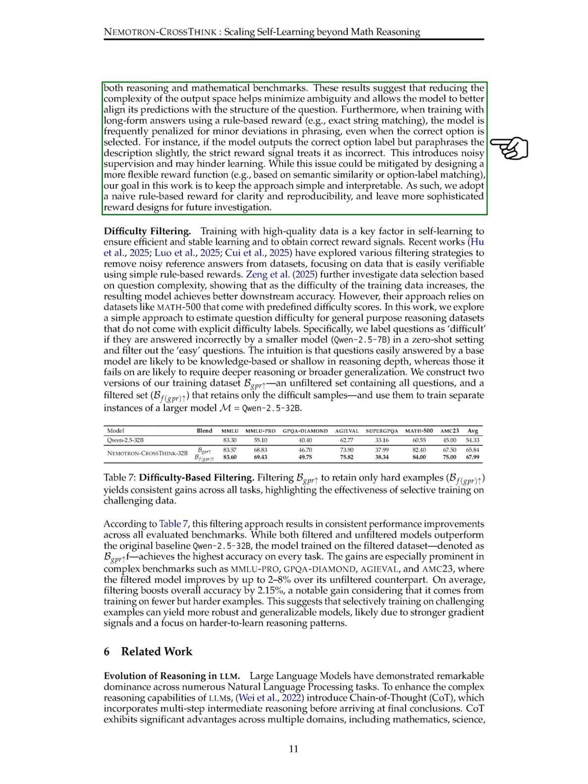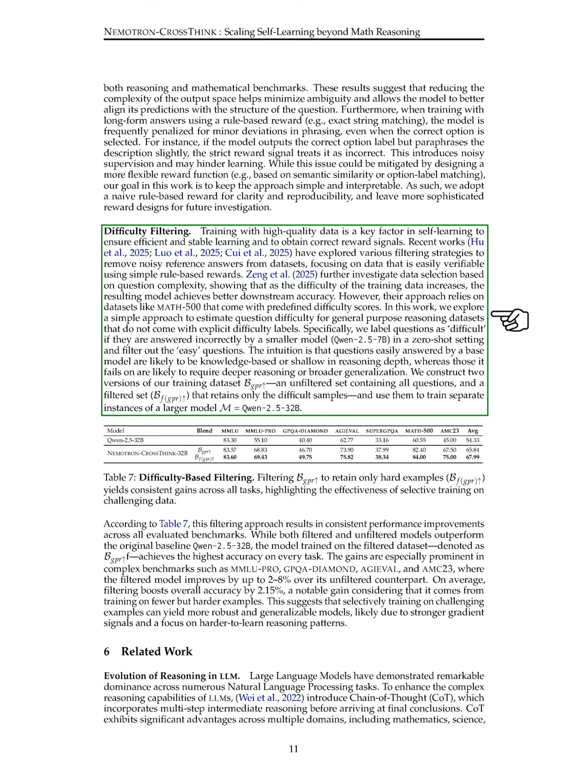Section: Difficulty Filtering. In this section, we discuss the importance of using high-quality data for effective self-learning, which helps us achieve stable learning and accurate reward signals. Recent studies have looked into different filtering methods to eliminate noisy reference answers from datasets, particularly focusing on data that can be easily verified with simple rules. We further examine how selecting data based on question difficulty can enhance model accuracy, noting that as training data becomes more challenging, the model's performance improves.